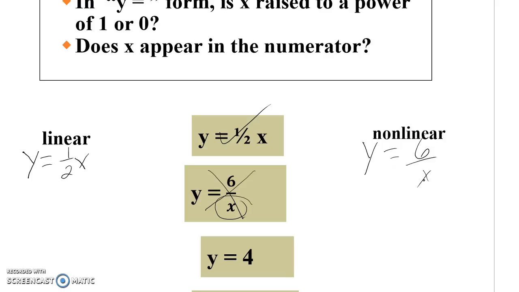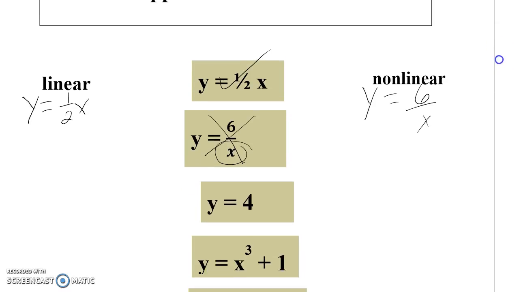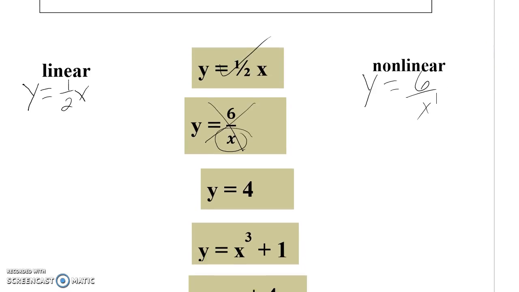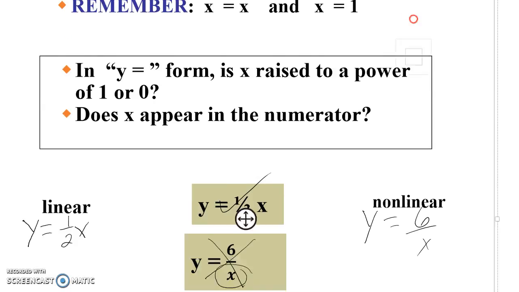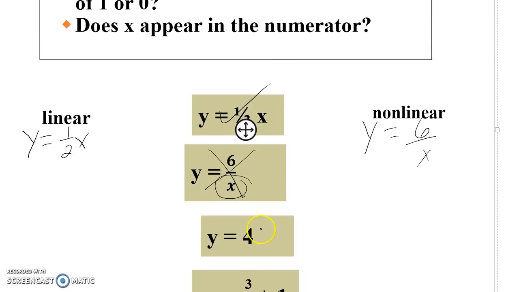Now, this one is strange. Y equals 4. It's in the y equals format, so that's good. But it's just a 4 here. Now, let me do something. Remember what we said. X to the 0 power is 1. So if we have x to the 0 power, which is 1, and 4 times 1 is 4. So this one is okay because this is x to the 0 power. It's a 0, so this is linear.